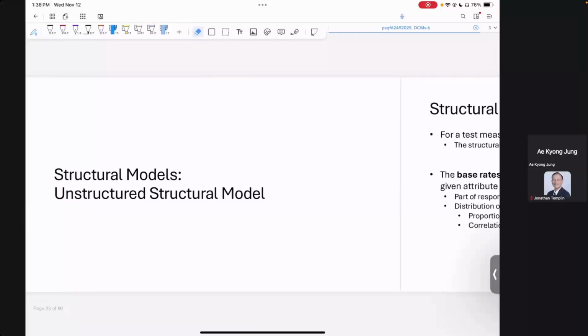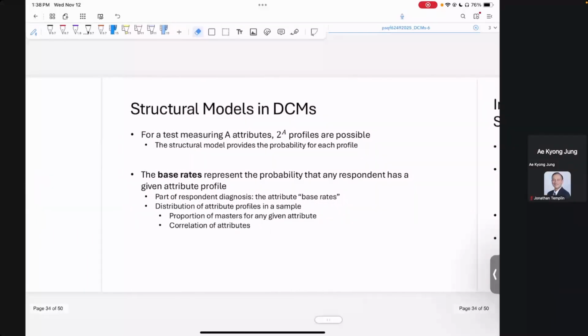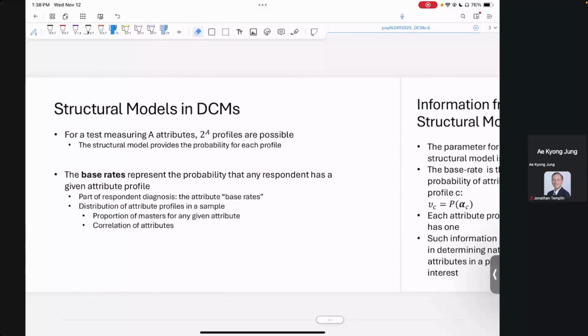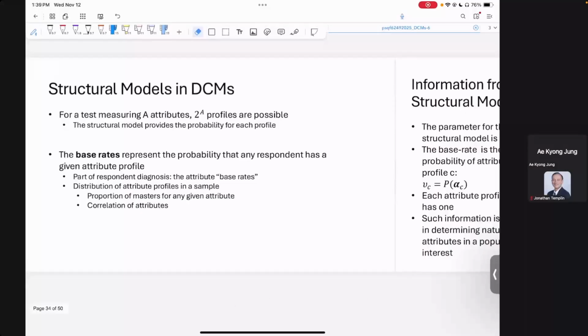Now let's start the structural model, which is another part of the DCM. The structural model is modeling the attribute space. It shows the relation between multiple attributes. For a test measuring A attributes, we have a total of 2 to the A profiles. So the structural model provides the probability of each profile.